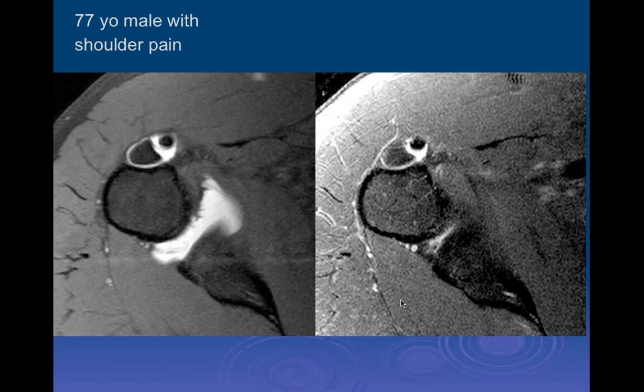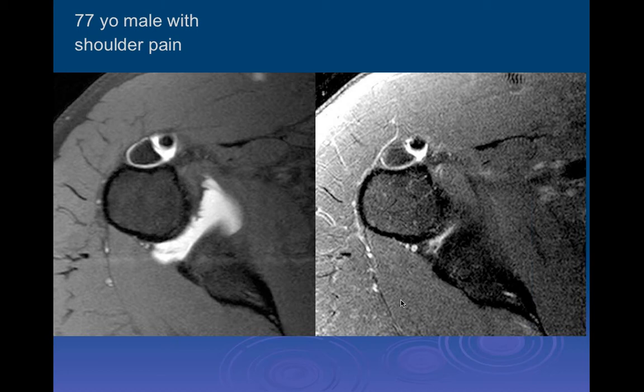So I think this is probably where we ended up last time, actually. This is a 77-year-old male with shoulder pain. Ram, what do you think of this case? We're looking at two axial views of the proximal humerus at the level of the bicipital groove. So the biceps tendon appears, at least at this level, intact, nice and round in appearance.